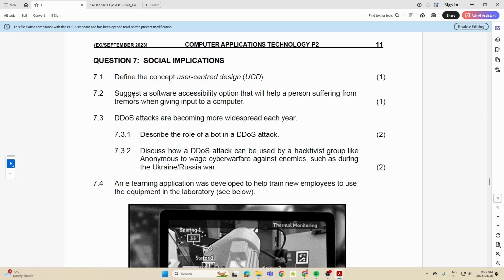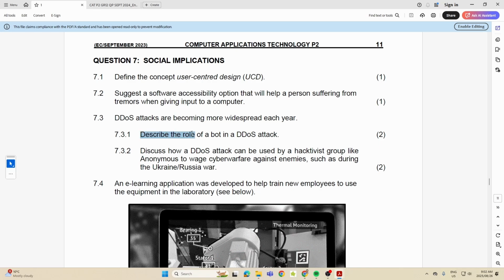Suggest a software accessibility option that will help a person suffering from tremors. So you could use slow mouse speed, you could use filter keys, you could use sticky keys, you could use voice recognition software, anything like that. DDoS attacks are becoming more widespread each year. What does this mean? That's a denial of service attack.